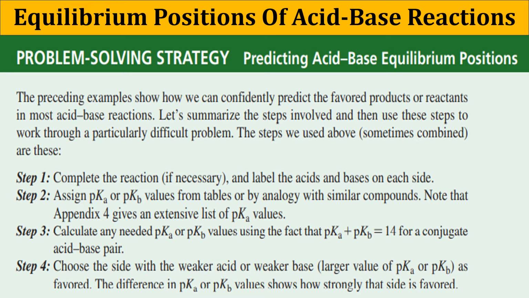Note that an extensive list of pKa values is given. Step 3. Calculate any needed pKa or pKb value using the fact that pKa plus pKb will give you 14 for a conjugate acid-base pair. Step 4. Choose the side with the weaker acid or weaker base, the larger value of pKa or pKb, as favored. The difference in pKa or pKb values shows how strongly the side is favored.